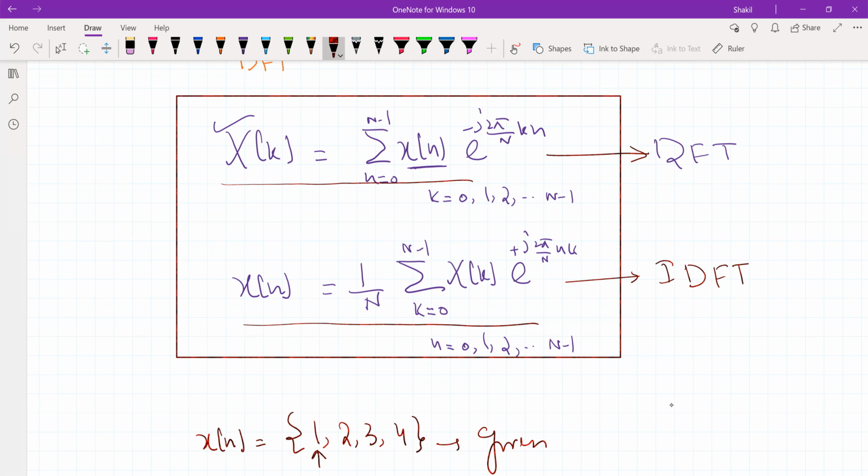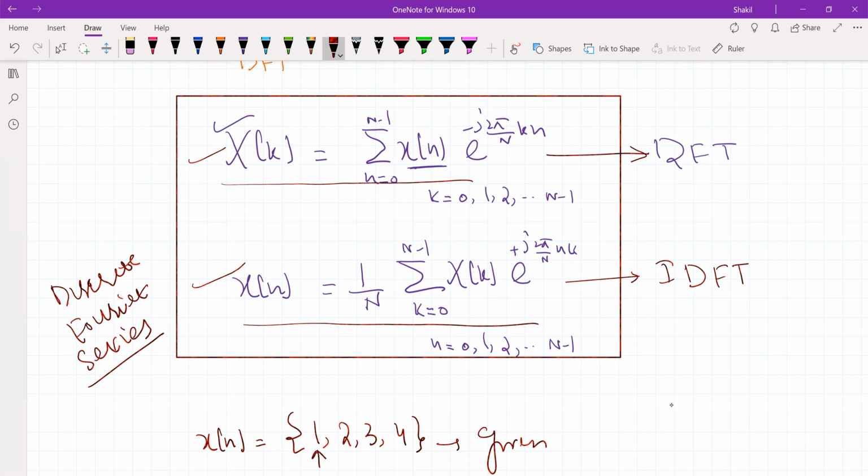These expressions are also the same as the discrete Fourier series. They are identical. This is the discrete Fourier series expression, and this is the inverse discrete Fourier series expression. Now, this is not referred to as the discrete Fourier series, but the expressions are exactly the same as the ones you have in the discrete Fourier series.